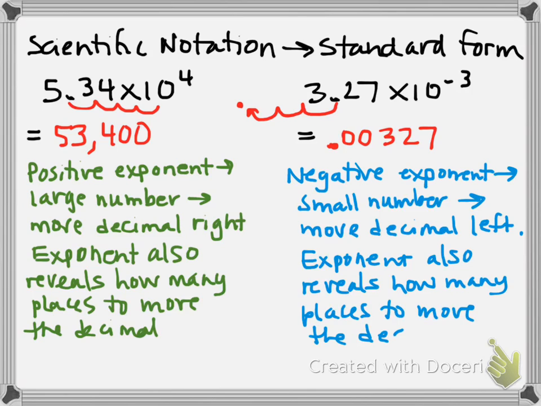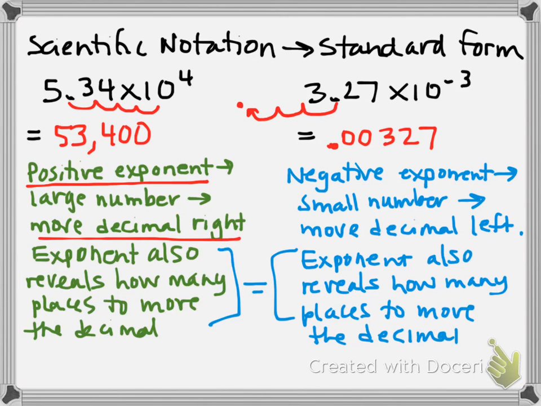So this piece is exactly the same as the other piece. So these two pieces are the same. So the only big difference is here with a positive exponent, I move the decimal right. Here with a negative exponent, I move the decimal left. Okay? So that's not too hard. Let's do a couple of those.